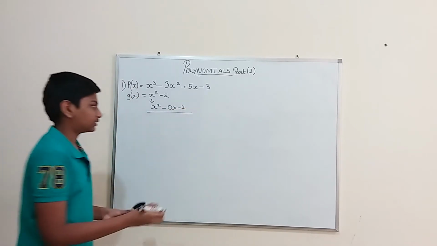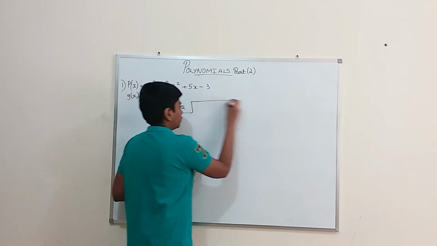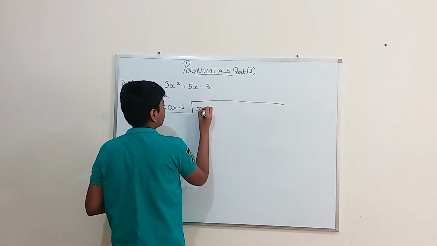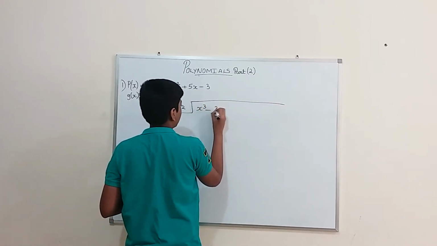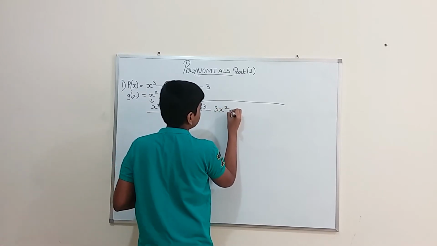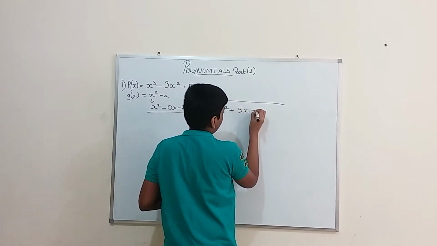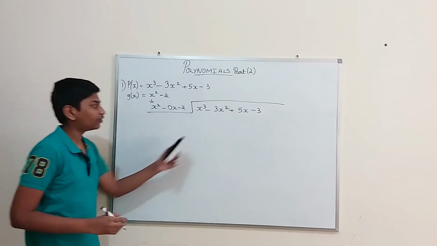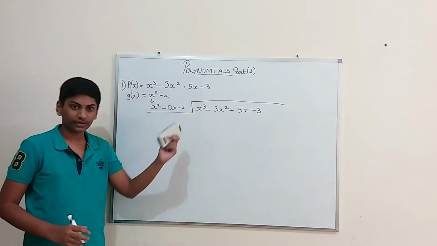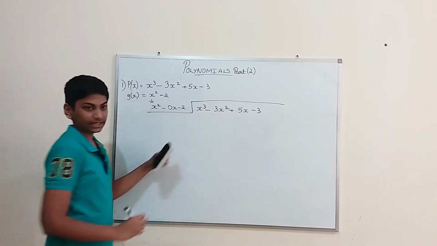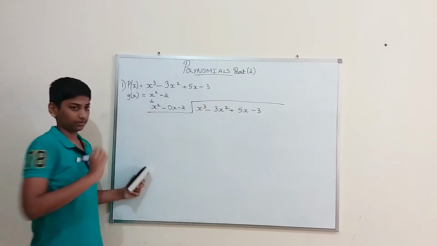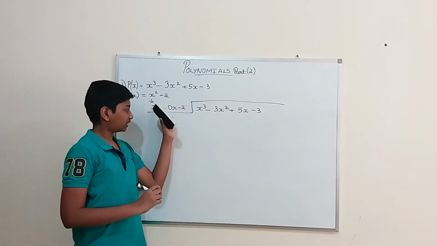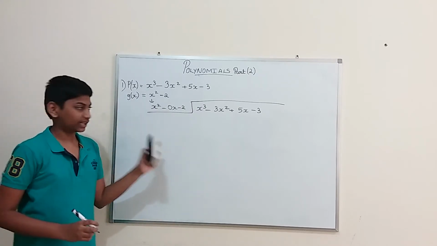Now we will divide it: x cube minus 3x square plus 5x minus 3 divided by x square minus 0x minus 2. Before getting to the last term, we should first go with the first one. x cube is there, but we have x square over here. So x square into what gives you x cube?